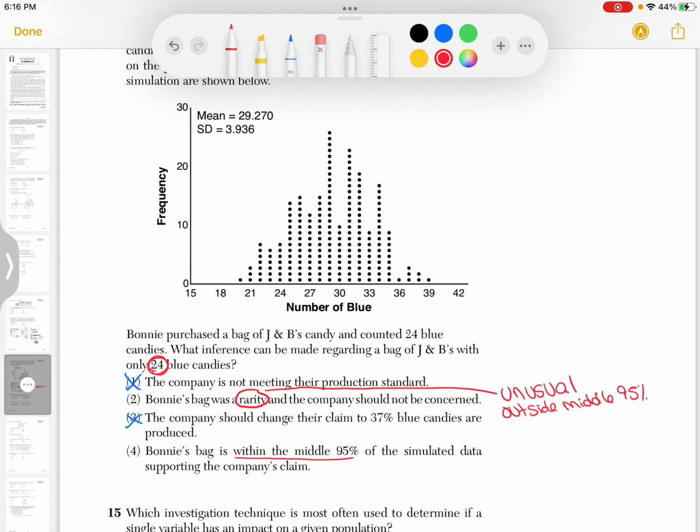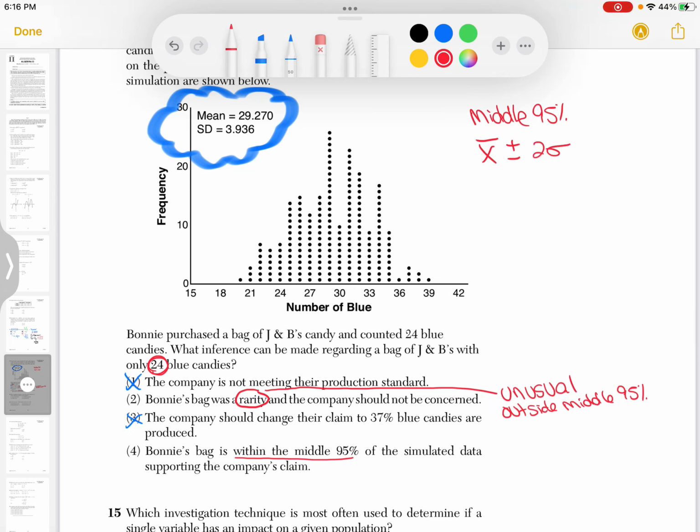So I go up to the top and I'm hopeful that it has this information. It usually does. And then I have to remember my middle 95% formula. Middle 95% formula is x bar, which means mean, plus or minus 2 standard deviations. And all that information is in that little blue bubble. So my mean is 29.27, and I have to add and subtract 2 standard deviations, which is 3.936. So you subtract first to get the lower value.